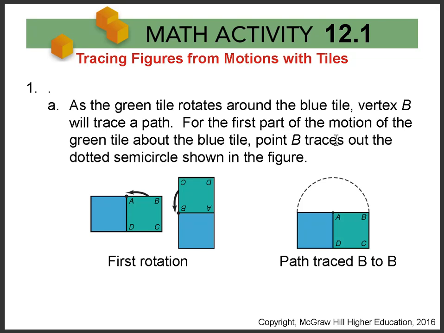As the green tile rotates around the blue tile, vertex B will trace a path. For the first part of the motion of the green tile, point B traces out this dotted semicircle shown in the figure.